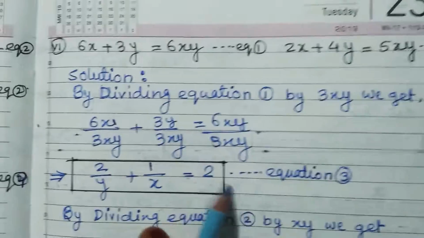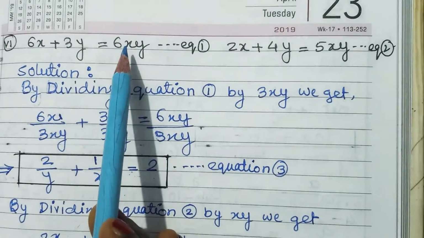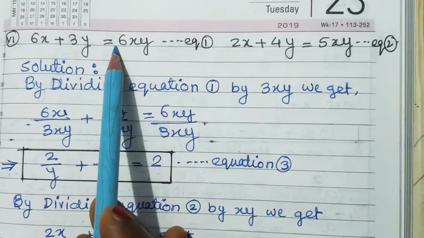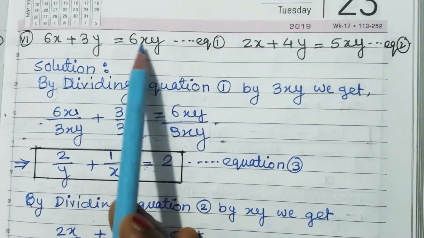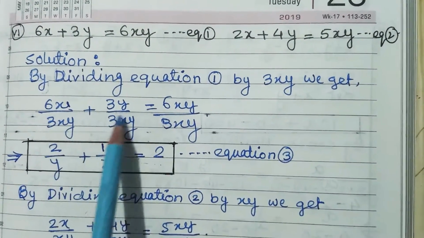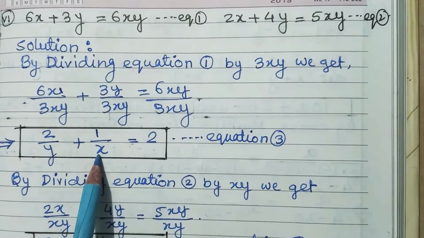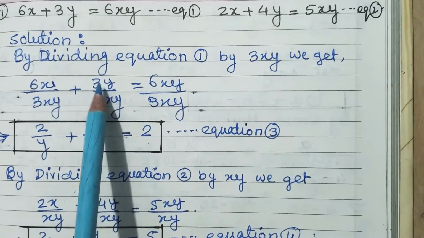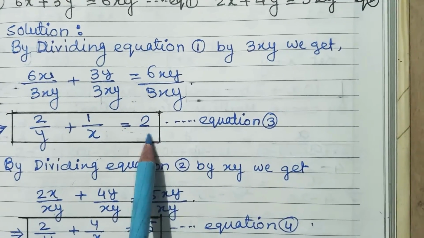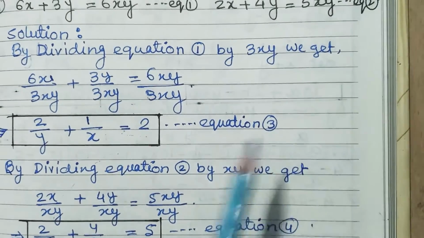Now next is 6x plus 3y is equal to 6xy. You can divide it by 6xy, and 3 is common in these three terms. So by 3xy you can divide these whole terms. So dividing by 3xy, it is 2 upon y plus 1 upon x is equal to 6 upon 3, which means 2. It is the first equation. The first equation changes into the third equation.